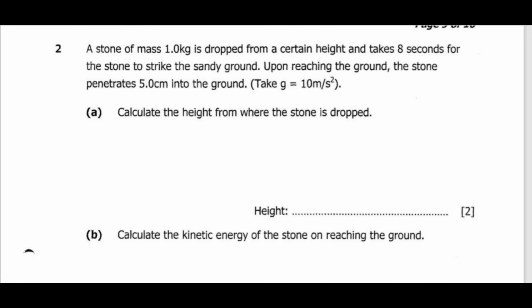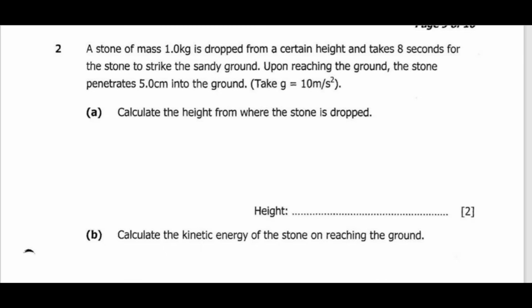Now we have question 2. A stone of mass 1.0 kilograms is dropped from a certain height and takes 8 seconds for the stone to strike the sand ground. Upon reaching the ground, the stone penetrates 5.0 centimeters into the ground. Take gravity to be 10 meters per second squared. Calculate the height from where the stone is dropped.